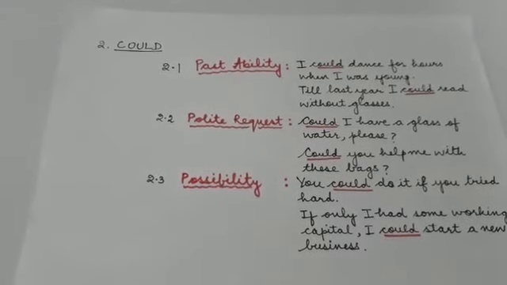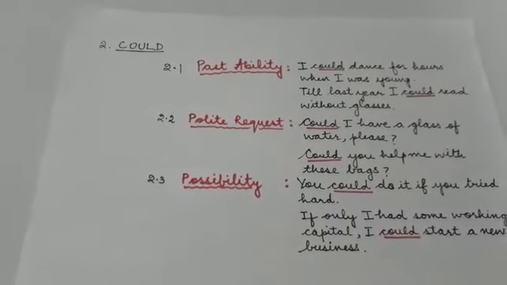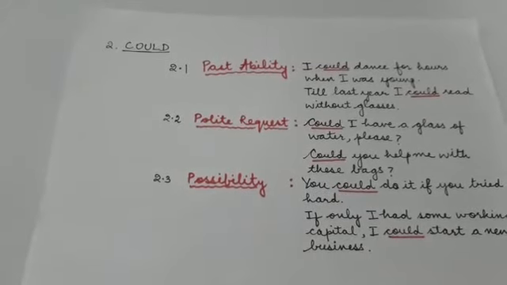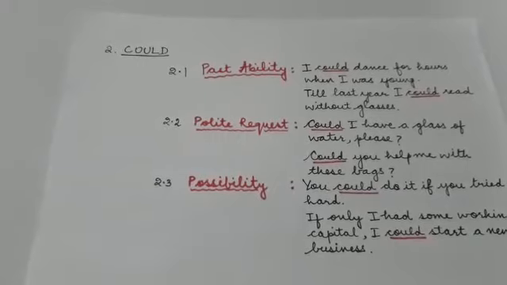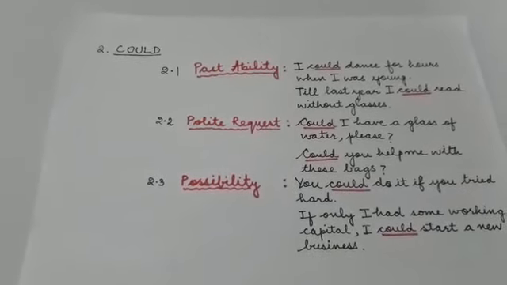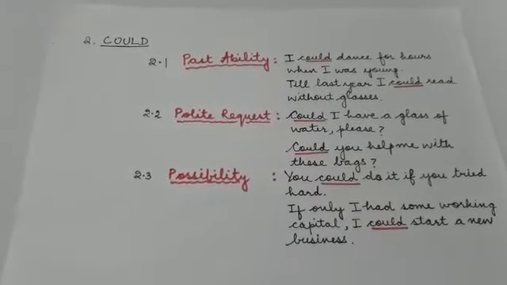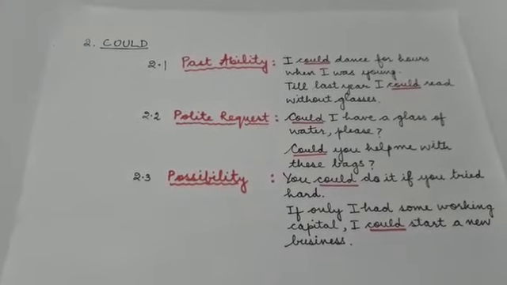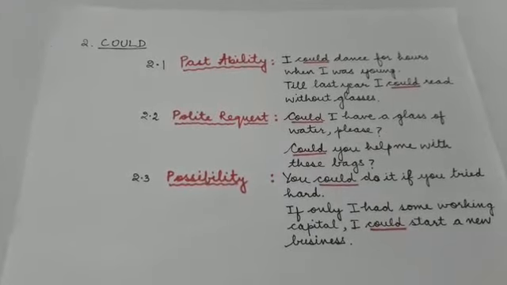Another notion expressed by could is polite request. So could is often used to make a request or offer that sounds more polite. For example, could I have a glass of water, please? Or could you help me with these bags? So what we find here is could is considered to be a polite form of request. When you want to request somebody in a polite manner, could is the appropriate word.